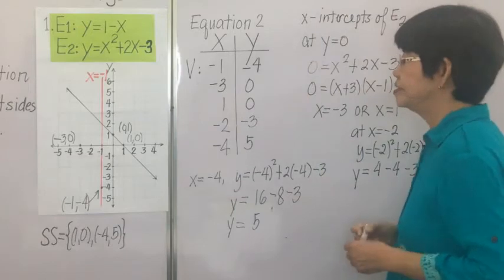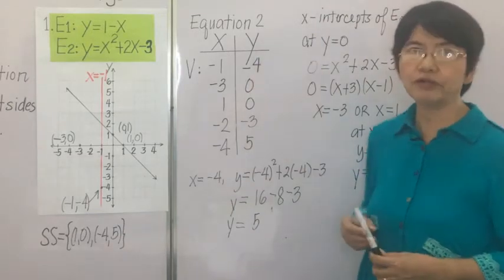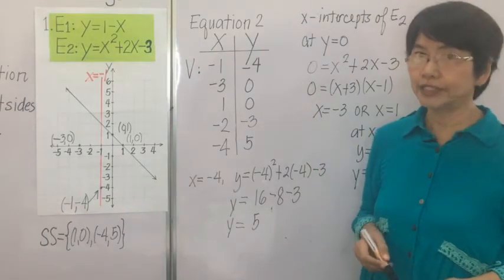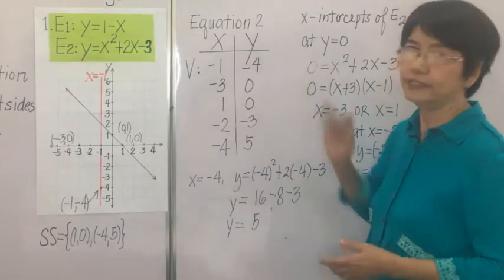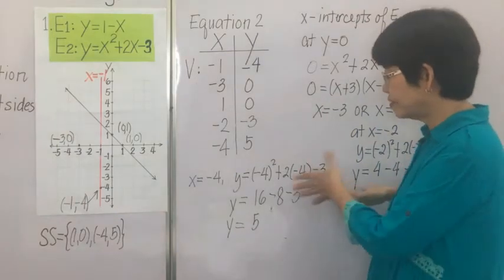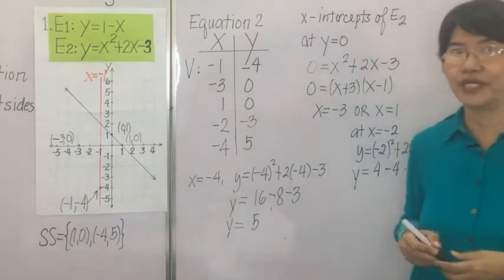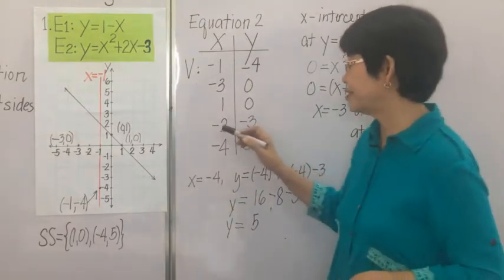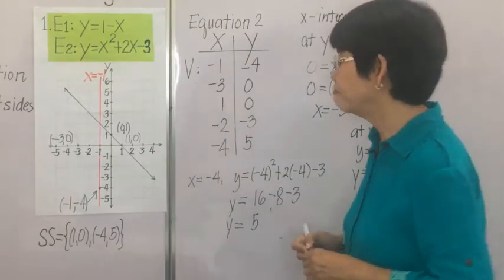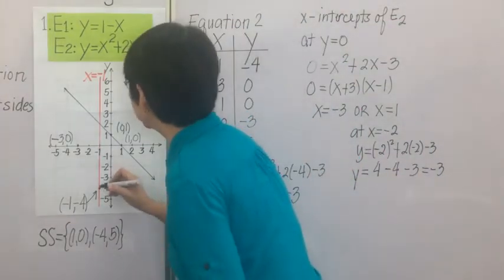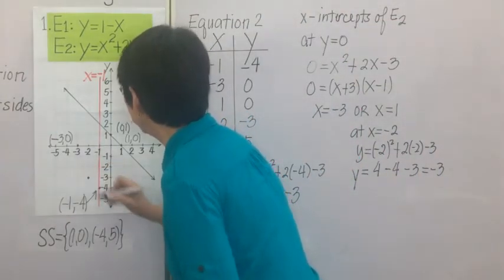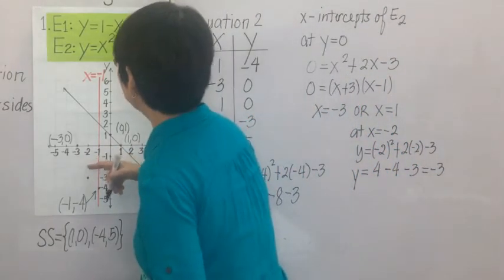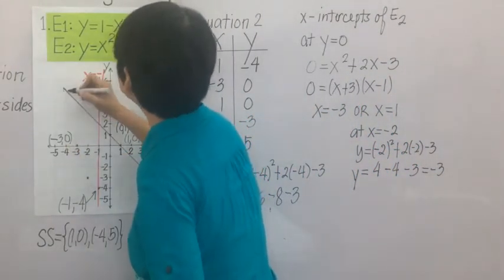Okay. So we only need the values of the x and y coordinates on the table, and all of these solutions we can do in a scratch paper. And then we can locate these points, negative 2, negative 3. It is here. And then negative 4, 5. Negative 4, 5 is here.